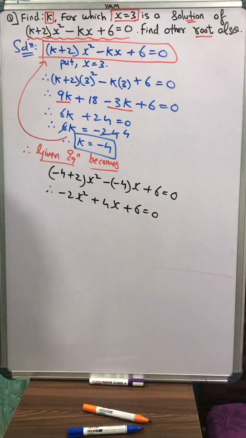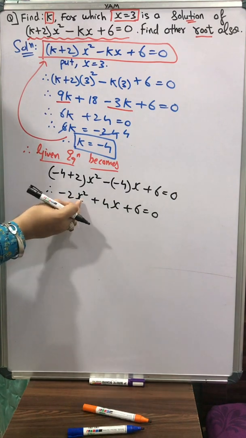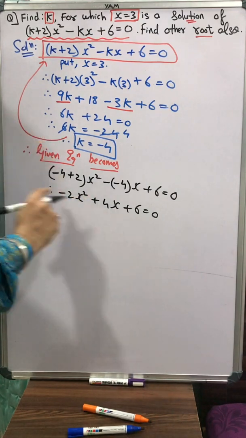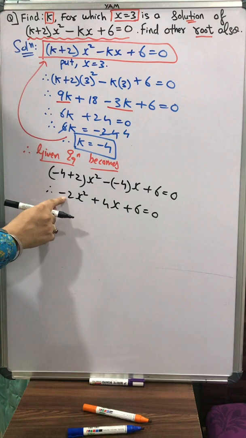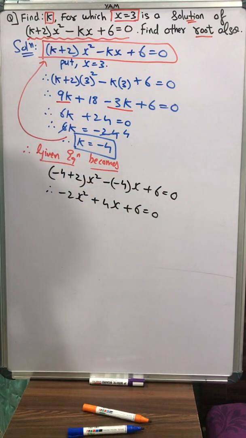Now students, just listen here very carefully. It's always advisable to keep the x square wala term positive. So to make this x square wala term positive, I'll multiply with minus sign throughout the equation. So this will become plus, this will become minus, and this will become minus. On the right hand side, it's 0.